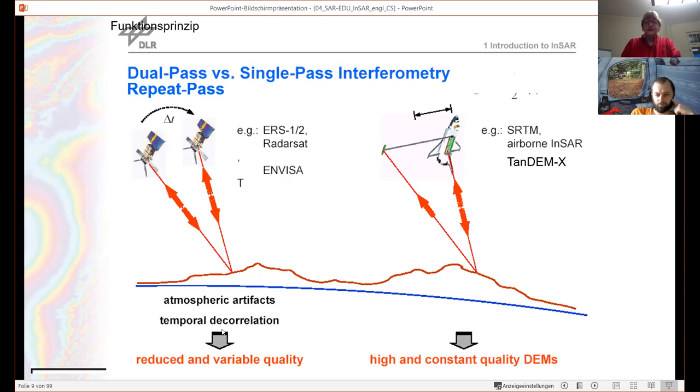Okay, so the result of a dual pass or repeat pass is reduced, variable quality of the interferogram, but only with respect to an elevation model. If I want to use coherence as an indicator of the geometry of the surface, then I cannot use SRTM or TanDEM-X. I need my delta T. I need a time between the acquisitions. So these are the pros and cons, the advantages and disadvantages of these two techniques. Single pass is dedicated to high and constant quality elevation models. Repeat pass is not so good for elevation models, but it's great to analyze coherence.